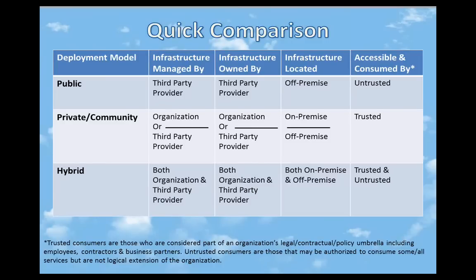So if I do a quick comparison between the deployment models available today, there are certain criteria on which you can compare. Infrastructure managed by, infrastructure owned by, infrastructure located, accessible and consumed by. On the extreme left, I have the public model. Public model infrastructure is managed by a third-party provider. A third-party provider is nothing but a person or a company who is providing a cloud service. Infrastructure owned by third-party provider.